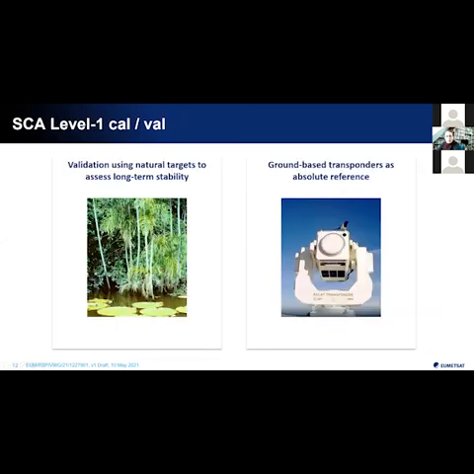Then I'm now giving you a bit of an overview of how we are going to do the calibration validation. So we have two basic approaches. One is the validation using natural targets. This can be used to assess the long-term stability. And then we are using active transponders as absolute reference of our measurements.